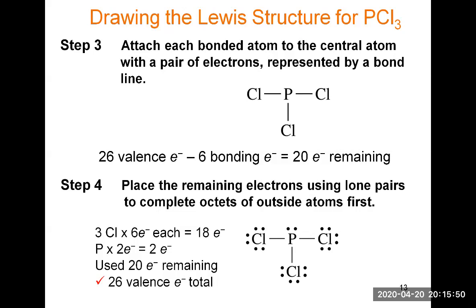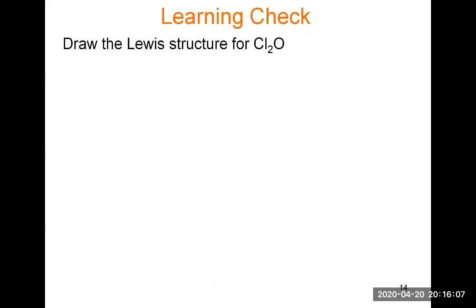So you want to check those 2 things, that you have the correct number of total valence electrons, and that each atom has an octet, or a duet if it's hydrogen. So this structure is correct. Let's practice again with Cl2O.